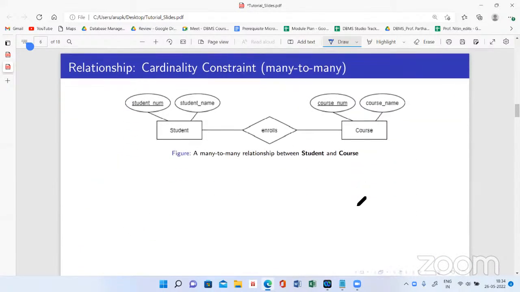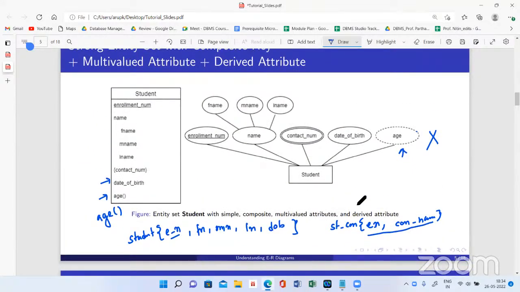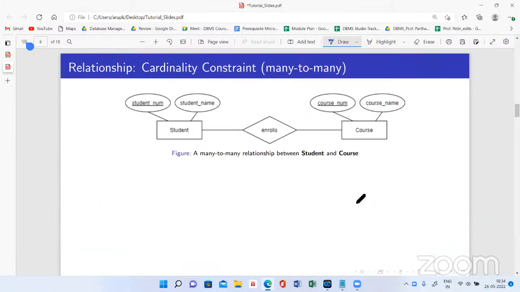Now we'll look at the relationship set. Suppose we are required to keep both date of birth and age, then we have to keep both. In some cases, some people do not have their date of birth available, but that's an entirely different situation that could be handled in a very different way. So that's not an ideal case to be considered here.